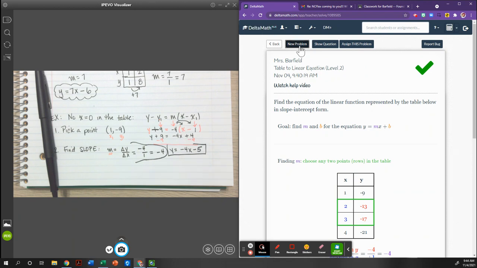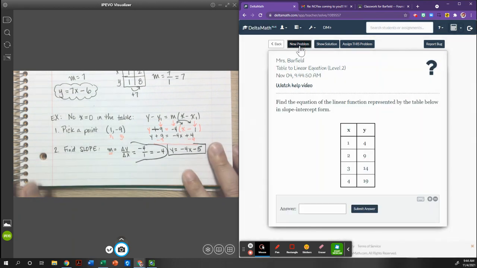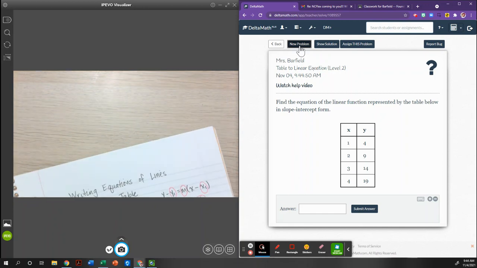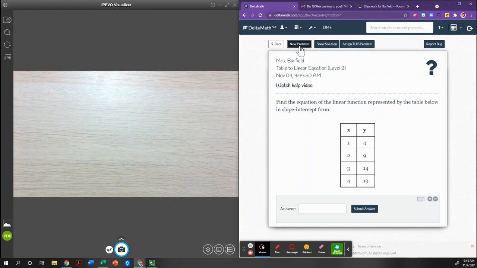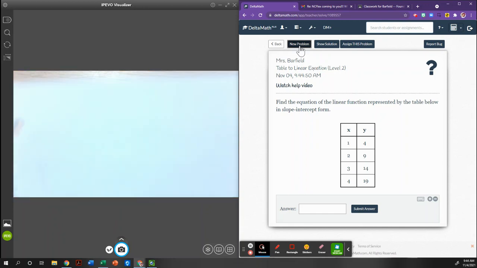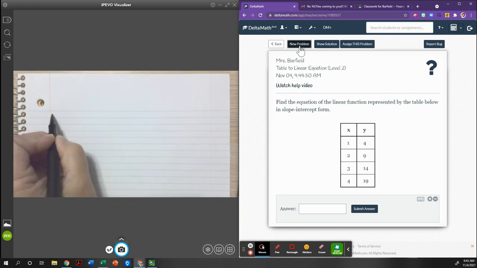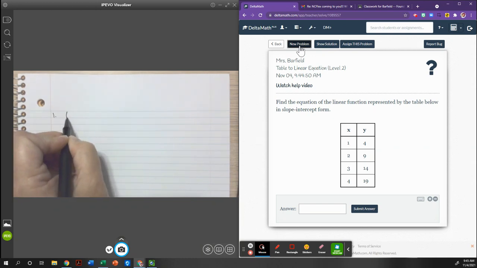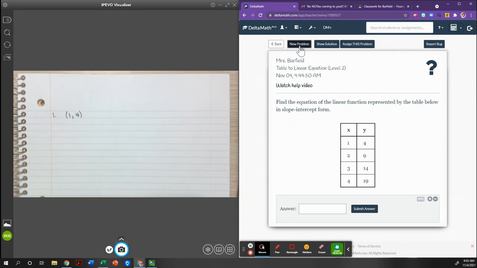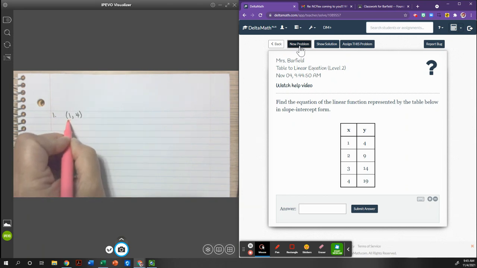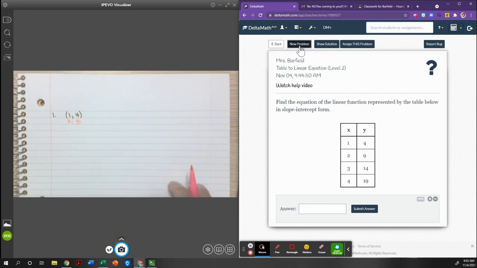So let's try another one, new problem. Again, look how we don't have x equals 0 in our table. So since we don't have x equals 0 in our table, we have to calculate our slope and we have to pick a point. So step 1, I'm going to pick my point. Again, I'm going to use that easy point. I'm going to use 1, 4. So that is my x1, y1.